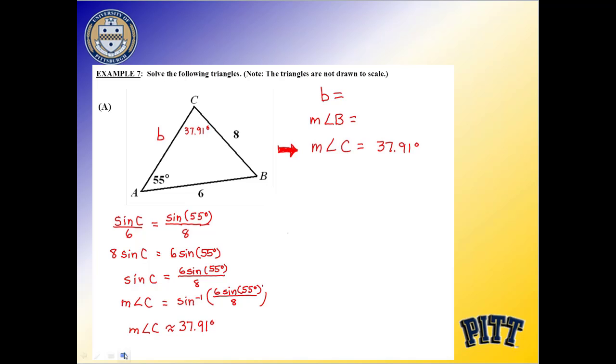Now, I look to see what I can solve next. Again, I shouldn't use the law of sines or cosines to find angle B or side B, because for me to use the law of sines or cosines to do that, I would have to know one or the other. I don't know either yet.